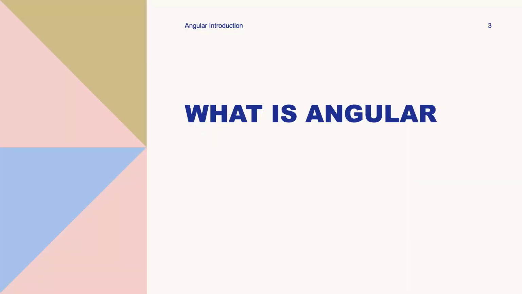So what is Angular? Basically Angular is a JavaScript framework to build a client-side application using HTML, CSS and JavaScript. So this is the brief overview of Angular. Now let's talk about why Angular.